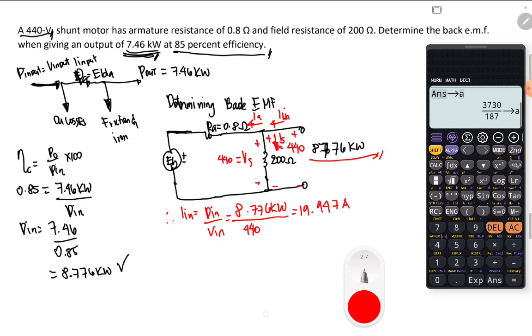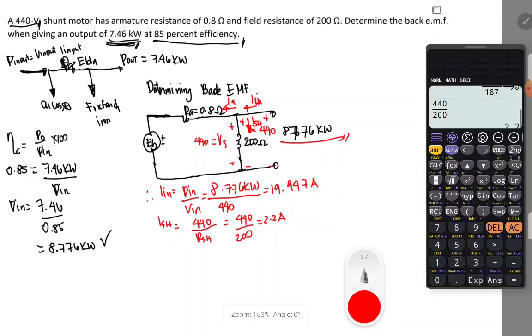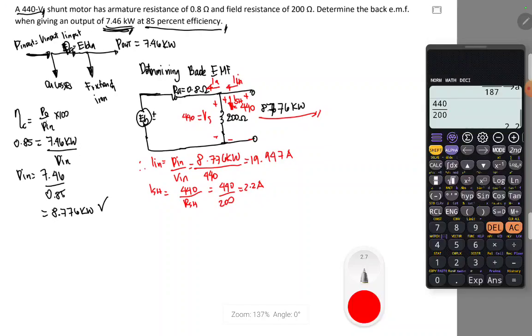Next is our ISH, in which our ISH is equal to 440 all over RSH, which is equal to 440 all over 200. So 440 divided by 200, this will be equal to 2.2 ampere. Okay, now the next thing to do is to get our IA.